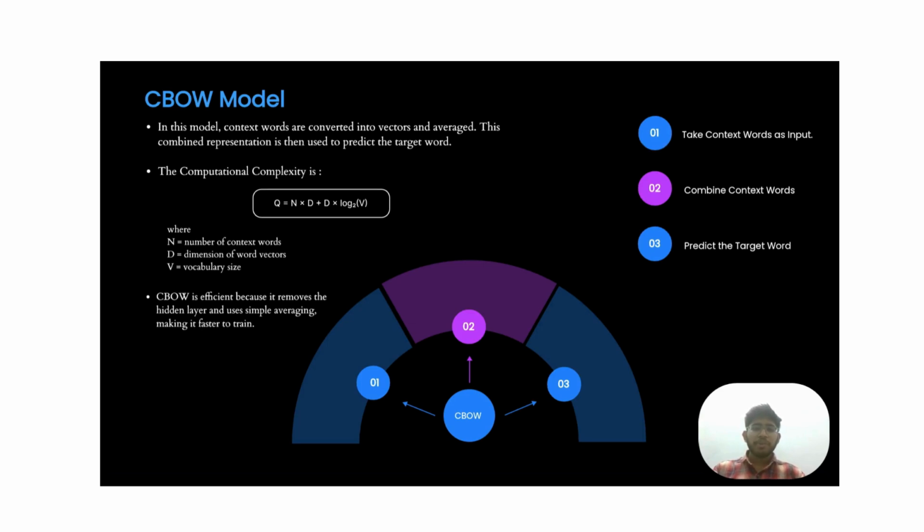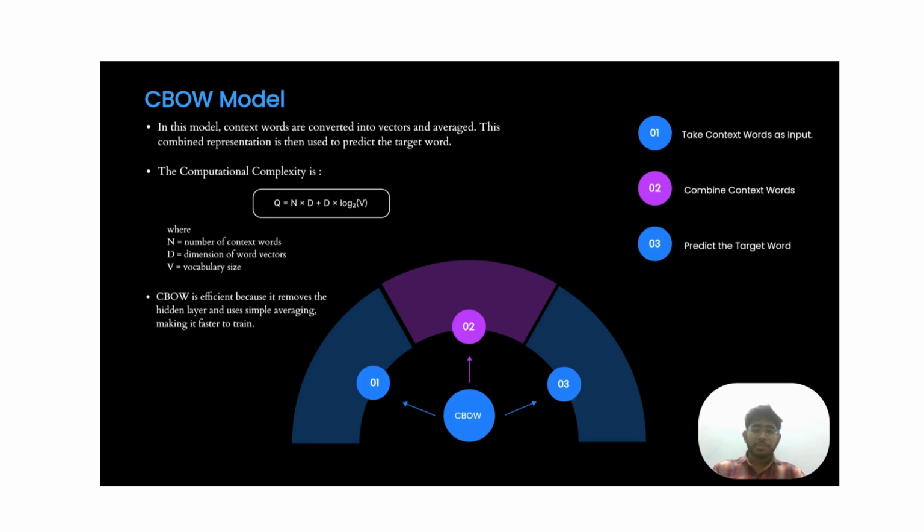Earlier we briefly saw what CBOW does. Now let's understand how it actually works internally and how it gets the target word as the output. In CBOW, we take the context words, convert them into vectors and then combine them. This combined representation is then used to predict the target word. So essentially, we are using surrounding words to guess the missing word.